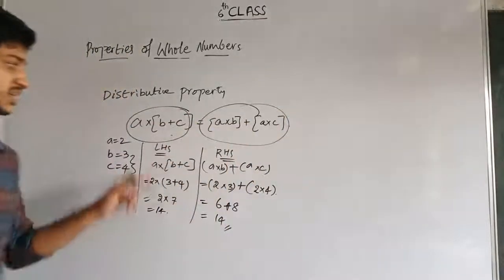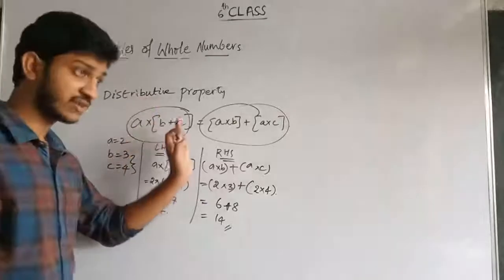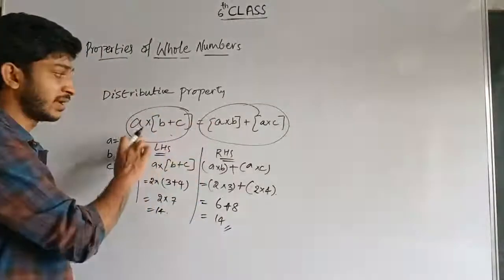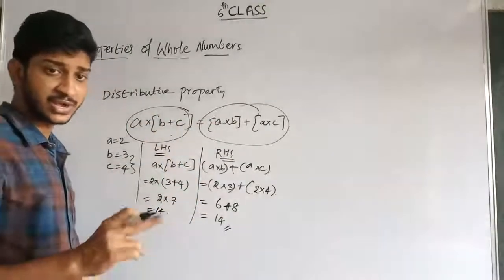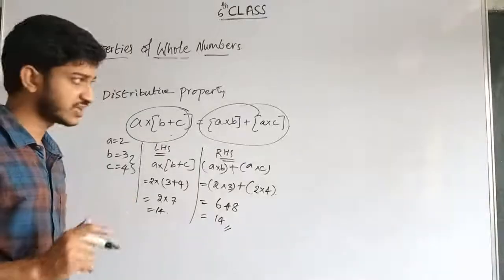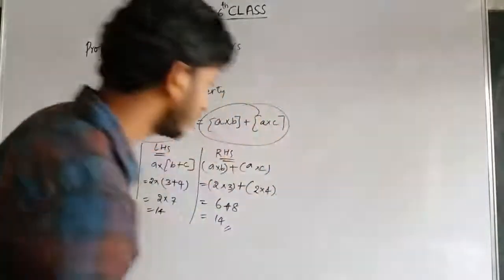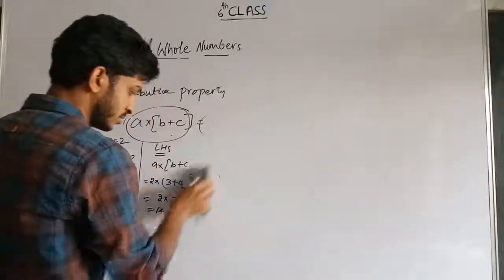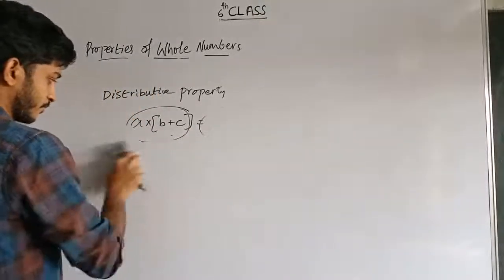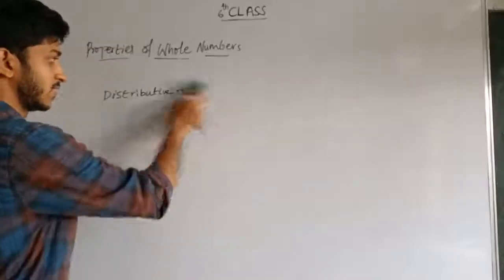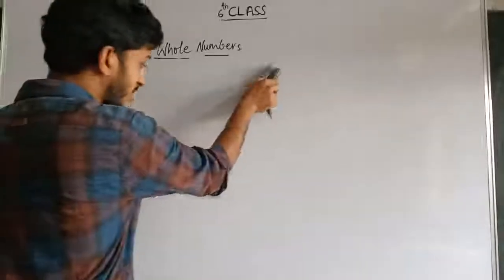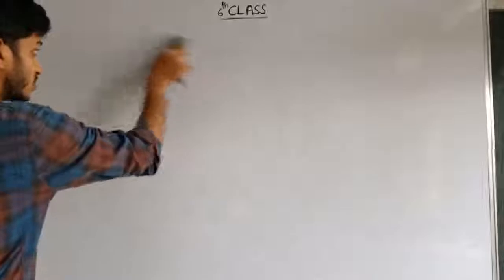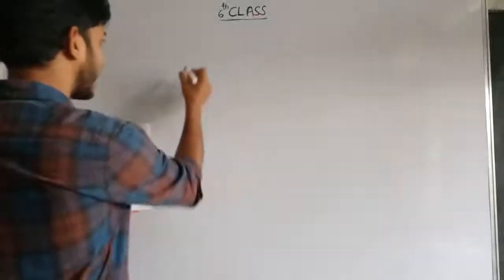So this is the statement of the distributive property. A into (B plus C) is equal to A into B plus A into C. This is a very important formula. Now I am starting our exercise 2.2. This is about properties. These properties are very important in future also, so remember these properties and statements also.